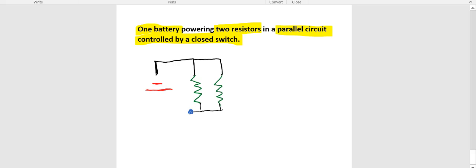All right, there's my one end, here's my next part, and then we're just going to go back to the battery. Connect those real quick. All right, now I check. I have 1 battery, 2 resistors, and a closed switch, and it is a parallel circuit, so I am good.